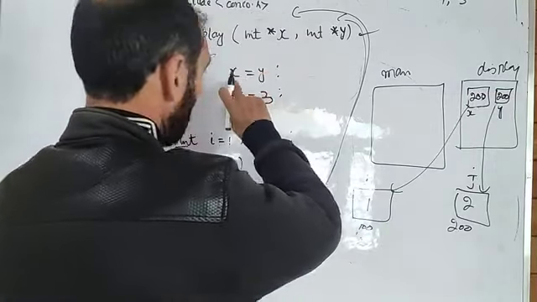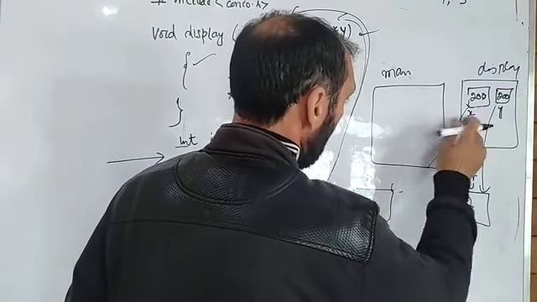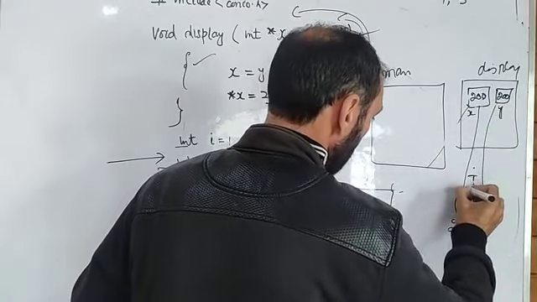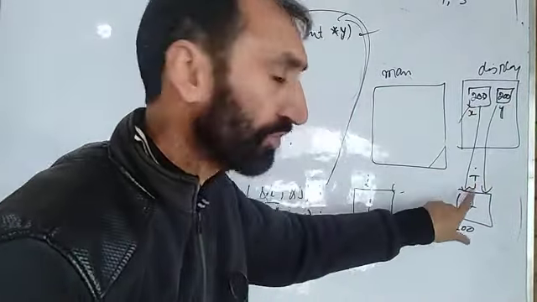So x equal to y. 200 is assigned. That means now this x also points to j. By the way, now both x as well as y point to j.